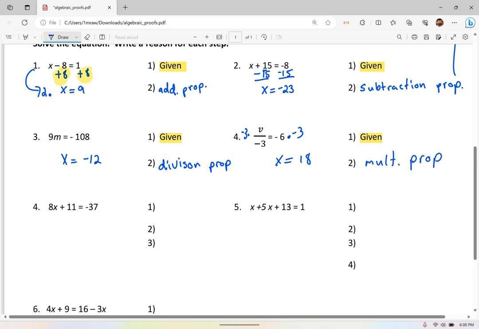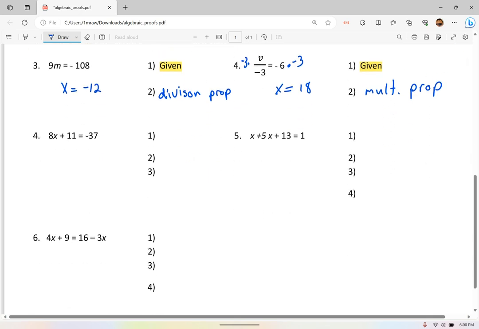Okay, so let's do stuff that's a little more two-step. Notice that on these ones, the first reason is blank. So the very first one you want to do is given, because you have to start off with your given statement. Numbers don't just appear out of nowhere.